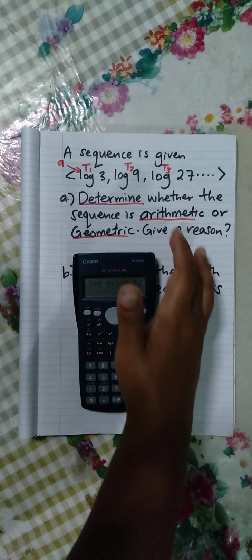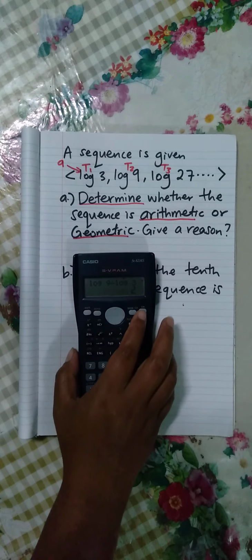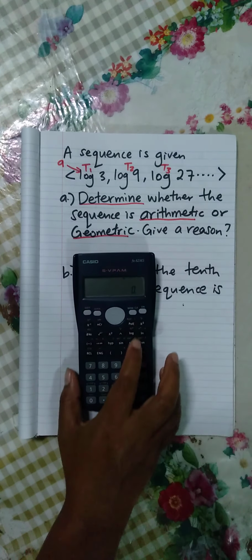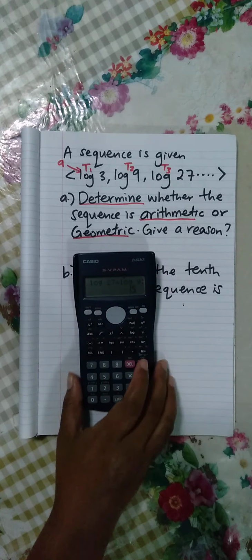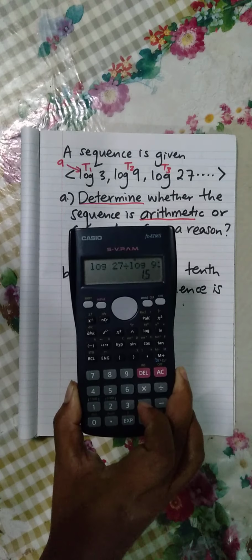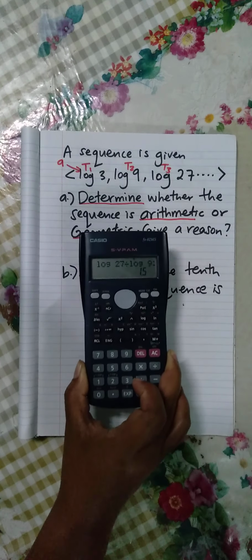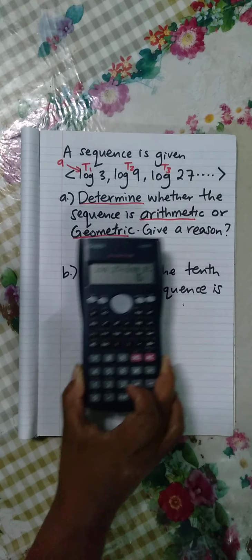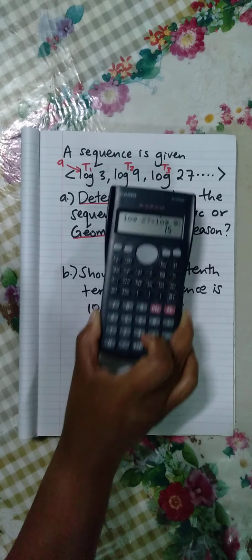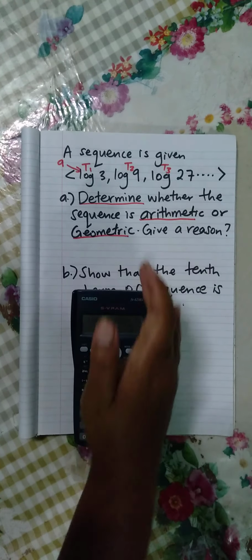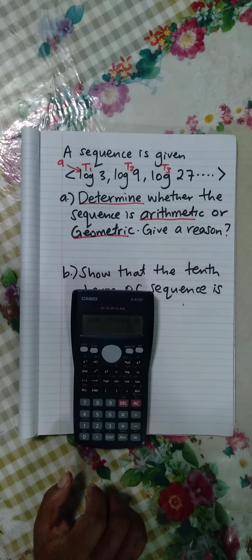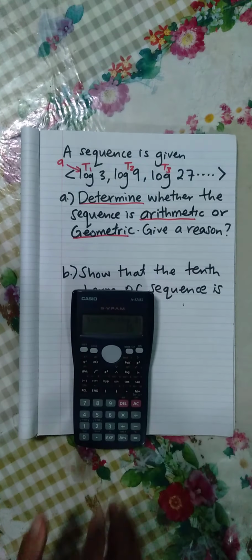Then we will try for common difference. So log 27 divided by log 9. So the answer is 1.5. It's not 2, because log 9 divided by log 3 was 2. But now when we divide log 27 by log 9, it is 1.5. So that means this sequence is not geometric. So that means it should be arithmetic.